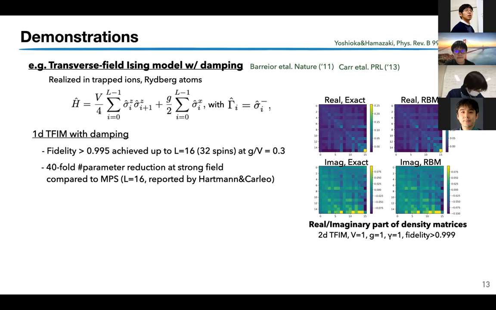So yes, this 40-fold reduction was reported by another group. The proposal of the dissipative algorithm was done simultaneously by our group and another group as well. To be honest, I don't know about the details of this simulation part. Oh, okay, thank you. At least for me, it is very surprising because I believe the MPS is very efficient for the one-dimensional simulation, but that 40-fold parameter reduction is very huge. Okay, thank you very much.